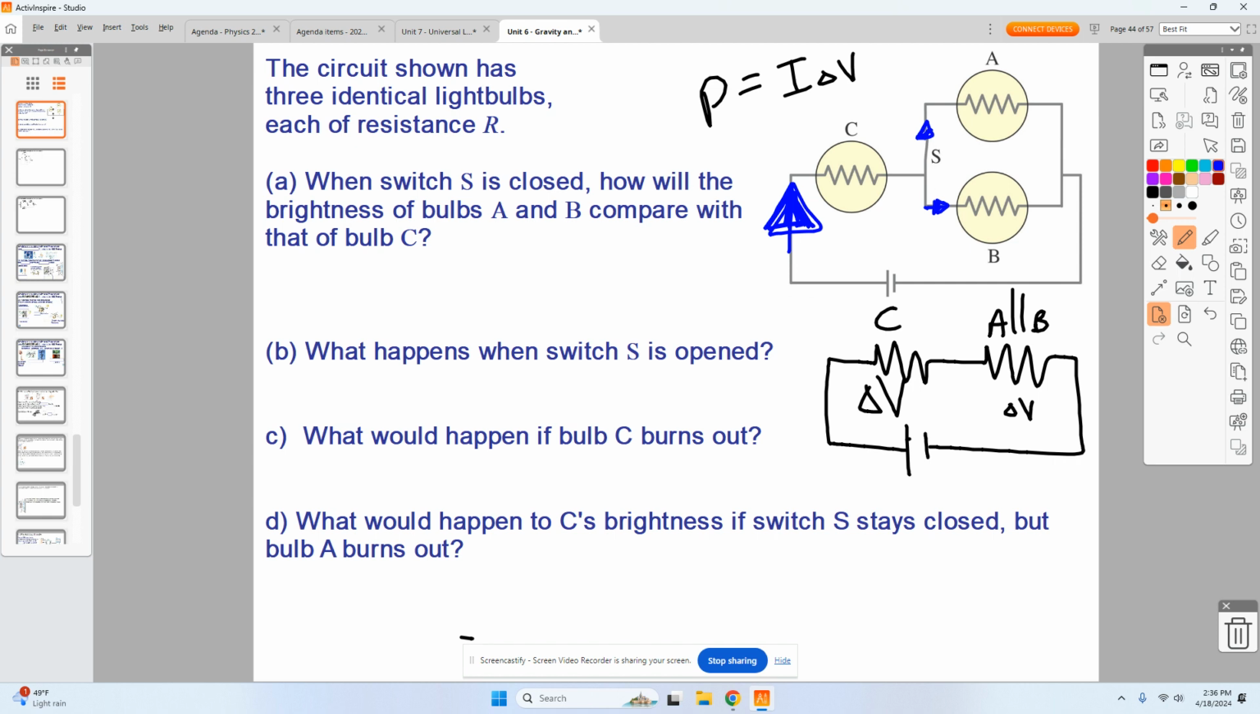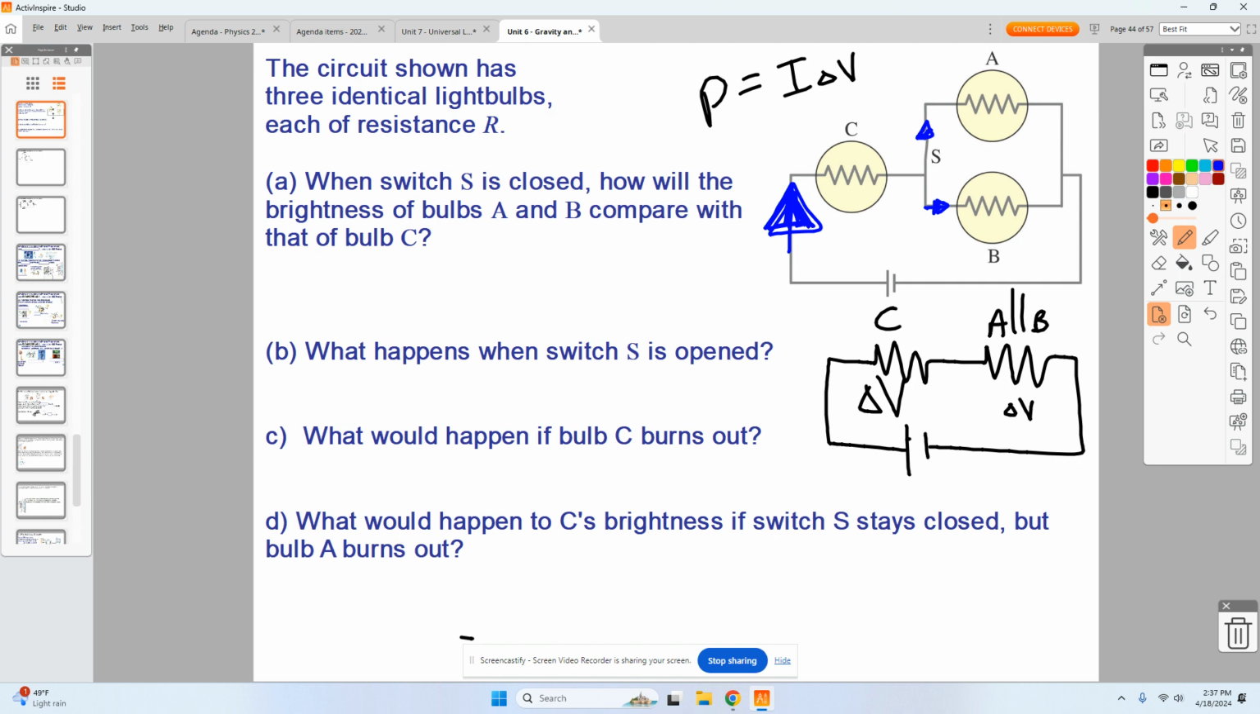Now, next question. What happens if I open switch S? So S I'm going to open. The circuit's going to change. What happens? Turn and tell that person that you're sitting next to. What observations would you make? Go. Yeah, if switch S is open, then A is no longer part of the circuit. But what else would you observe? There's other things that you would observe. Thank you, Malcolm. Nice and loud. C and B will be the same brightness.